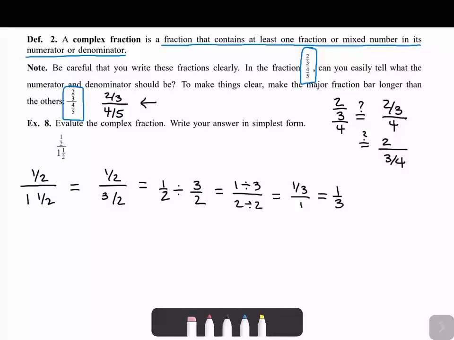So like I said, that's all we're going to cover in section 6.3. So that is all for this video.